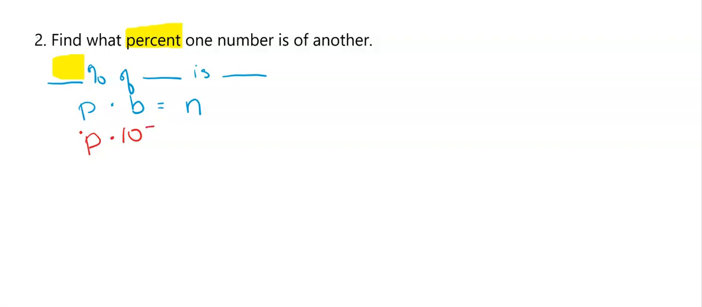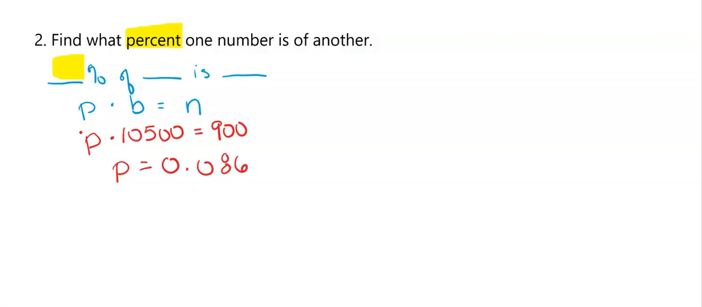10,500. What percent of 10,500 is 900? I think using this top one, percent of blank is blank, makes it easier to understand what goes where. What percent of 10,500 is 900? Well, I have to divide both sides by 10,500 to solve for P, and I get 0.086.